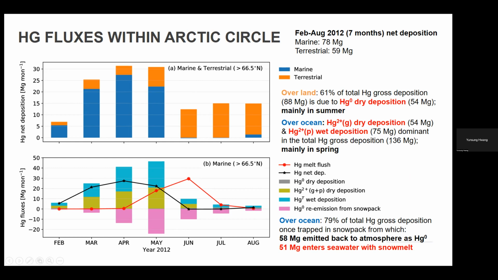Gross deposition over the 7 months period is 136 megagram, which occurs by the dry deposition of gaseous oxidized mercury and wet deposition of the particulate oxidized mercury. And 79% of this deposited mercury is once trapped in the snowpack. And at the end, slightly more than half of it is emitted back to the atmosphere by photoreduction to elemental mercury, and slightly less than half can eventually enter the seawater when the snow melt occurs, mainly in June. That's just what the model simulation indicates.